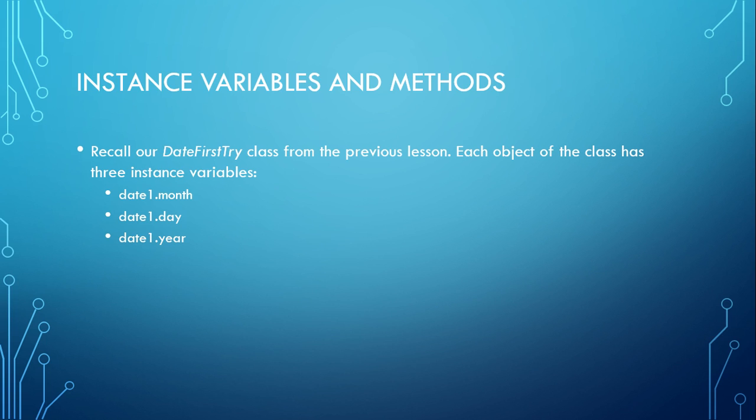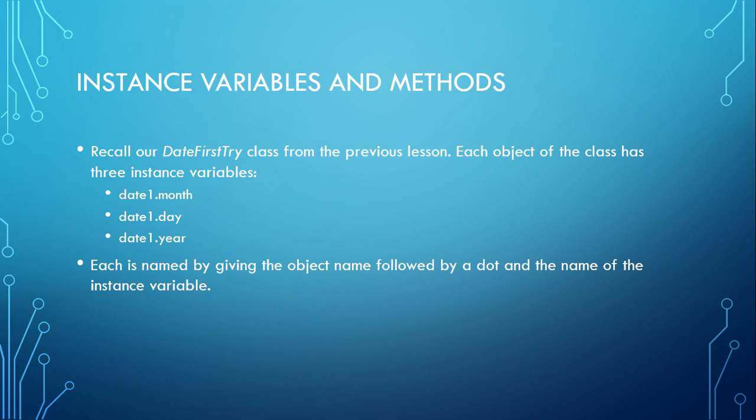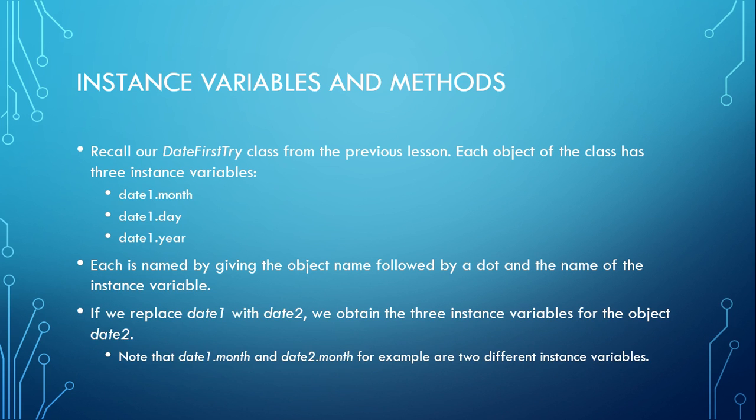Recall our DateFirstTry class from the previous lesson. Each object of the class has three instance variables: date1.month, date1.day, and date1.year. Each is named by giving the object name followed by a dot and the name of the instance variable. If we replace date1 with date2, we obtain the three instance variables for the object date2. Now note that date1.month and date2.month, for example, are two different instance variables.